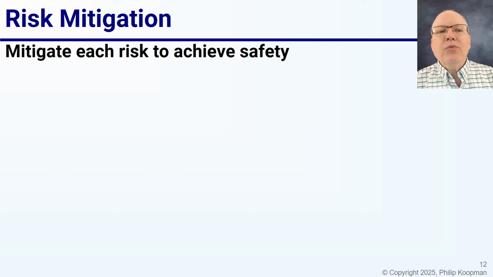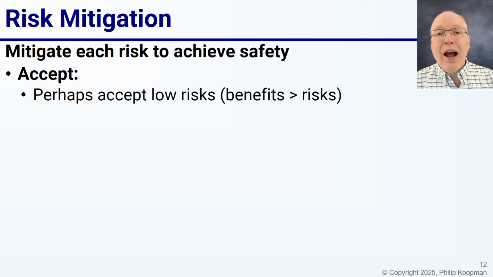The next step is risk mitigation. We're going to mitigate each risk to achieve safety. So we did hazard analysis, we figured out what the risk is from each hazard, and now we have to figure out, all right, we know this is a risky thing. What's our plan? Now there are 4 options for this. You can accept the risk. If the risk is low, maybe you just say, well, it provides a lot of benefit. The harm is no big deal. It's low risk. It's probably not going to happen. And if it does happen, it's no big deal. We're just going to accept it. We'll just tell the user, be a little careful.